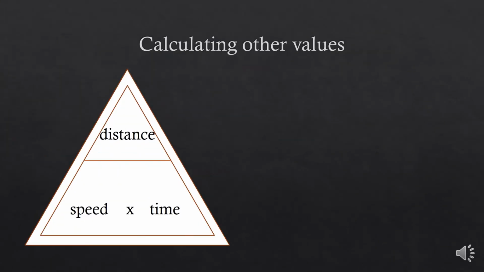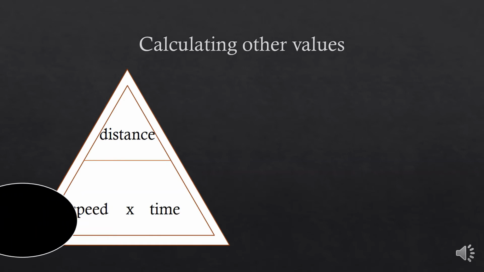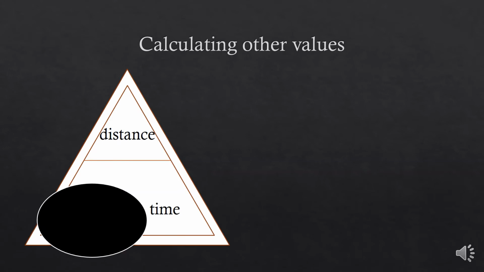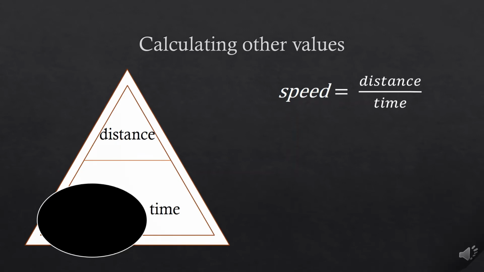We can do this calculation by using a triangle. Okay, so in a triangle, you cover up the thing you are trying to find from the question, and the rest of the triangle tells you the answer. So if we start off by covering up speed, that tells me that the equation for the speed is going to be the distance divided by the time. So speed equals distance divided by time.